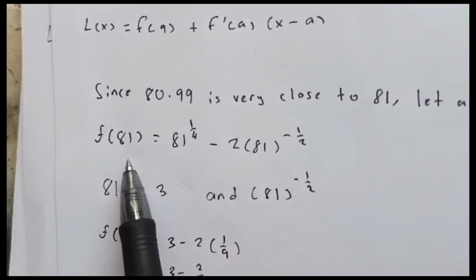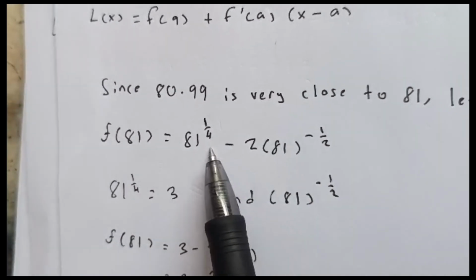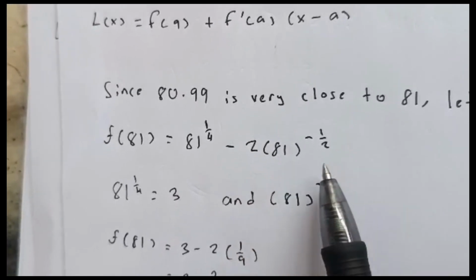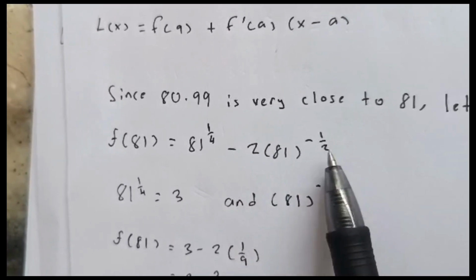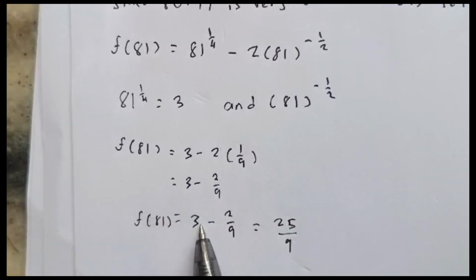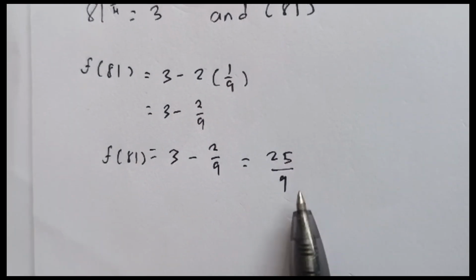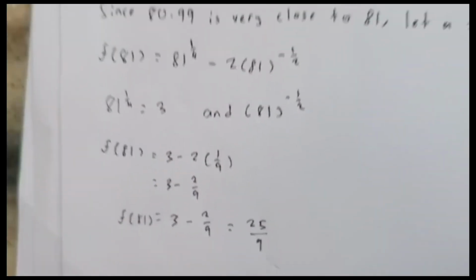f(81) equals 81 to the power of 1 over 4 minus 2 times 81 to the power of minus 1 over 2. And then we will calculate it into the answer. The final answer is 25 over 9.